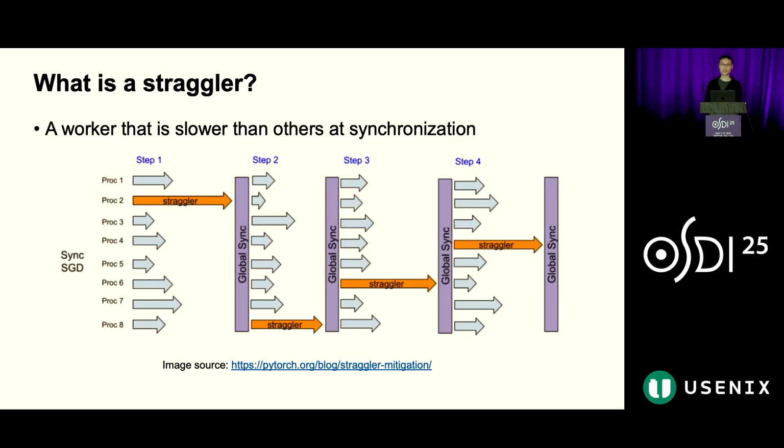So what I mean by a straggler is a worker that is slower than others at synchronization time. For example, here shows a synchronous SGD algorithm implemented with data parallelism, where every process represents one worker, and at the end of every training step, all workers will synchronize with each other to collect the full gradient before moving on to the next iteration. And as you can see, for example, in the first step, the second process is a straggler that prevents others from making progress.